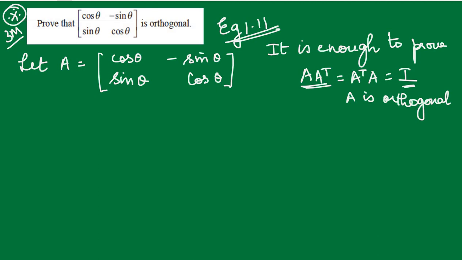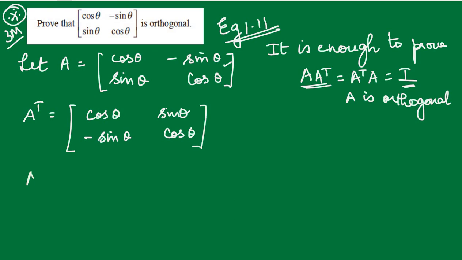So A is the given matrix. We find what A transpose is. In A transpose, the first row becomes the first column, or the first column becomes the first row. So I write it as cos theta, sin theta. The first column becomes the first row. Then the second column becomes the second row, that is minus sin theta, cos theta. We have written A transpose.